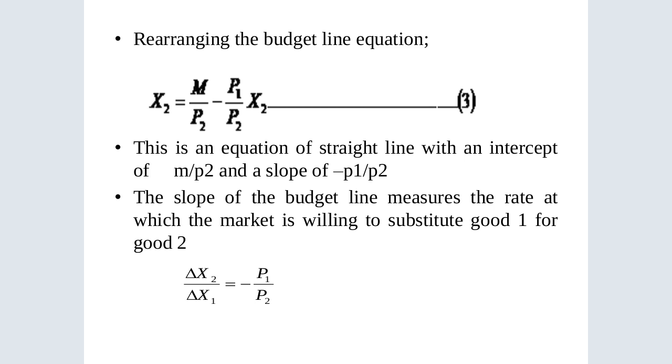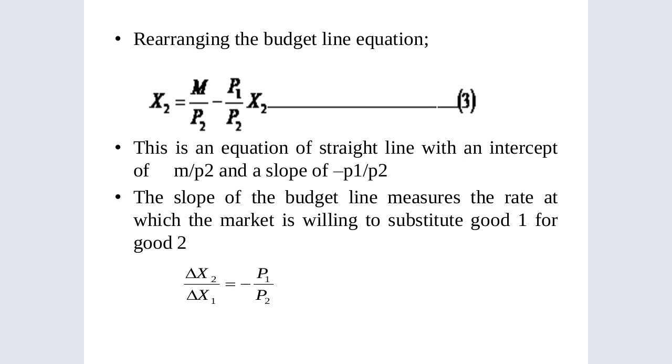Now, if we go back to the budget line and rearrange the budget line equation, we can make X2 the subject, or we can make X1 the subject. So if we make X2 the subject, what we have is M divided by P2 minus P1 over P2 X1. Now, this is simply an equation of a straight line with an intercept.